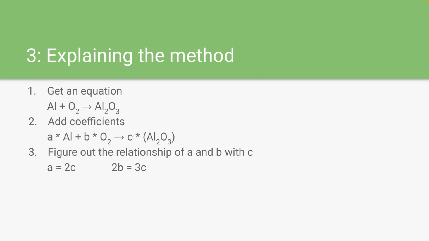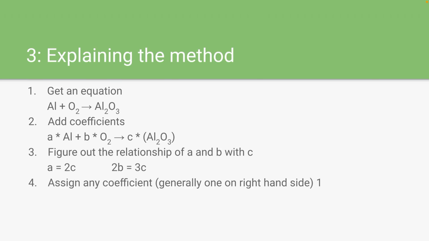So you just count the atoms. You count 1 aluminium, so you put 1A. You count 2 aluminiums on the right side, so that's 2C, because C is the coefficient there. Then you do 2B, because there are 2 oxygens on the left side, and that's 3C, because there are 3 oxygens on the right side. Then you just assign any coefficient the value 1, or any value, but I like 1. Generally the one on the right hand side, just to make it easier to figure out the other ones.